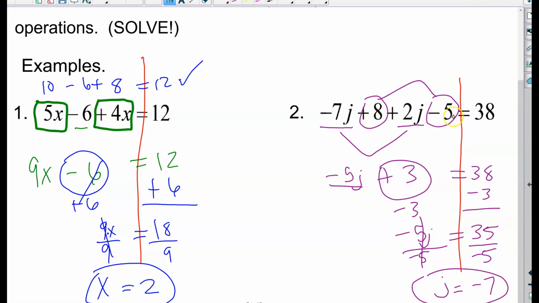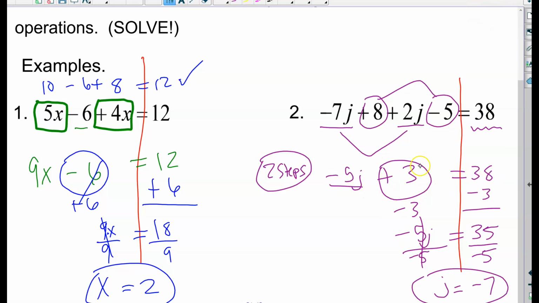And then a positive 8 minus 5 would be a positive 3. And then all of that still equals 38. Nothing changes on this side of the equal sign, at least not to this point. So then what I'm left with is a negative 5j plus 3, and that equals 38. So we're back to a 2-step equation once we get here, like we did yesterday.